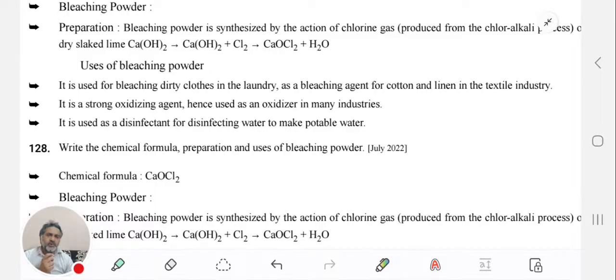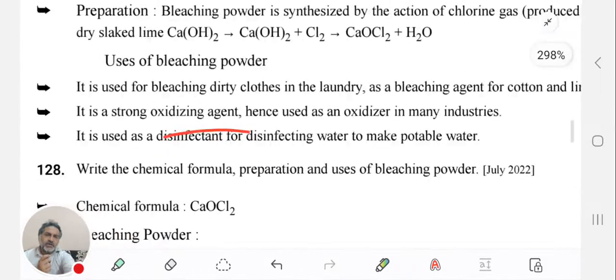Uses of bleaching powder. It is used for bleaching dirty clothes in the laundry, as a bleaching agent for cotton and linen in the textile industries. It is a strong oxidizing agent, hence used as an oxidizer in many industries, and it is used as a disinfectant for disinfecting water to make potable water.